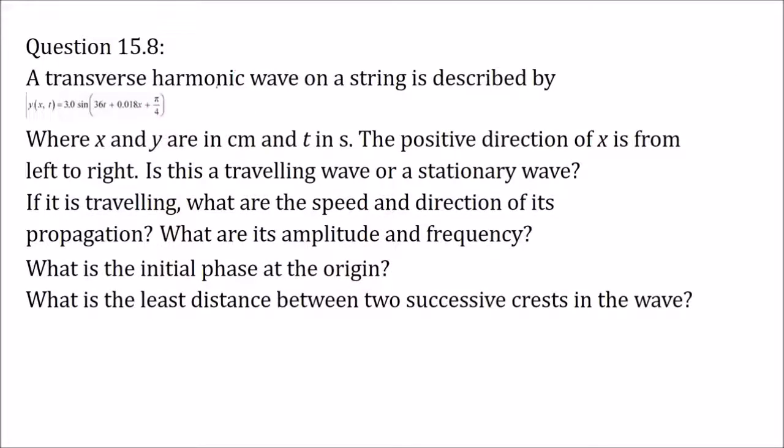A transverse harmonic wave on a string is described by this equation: y(x, t) is 3 sine (36t plus 0.018x plus pi by 4). Here x and y are in centimeter and time in second. The positive direction of x is from left to right. The question is: is this a traveling wave or a stationary wave? First of all, if it is traveling, what are the speed and direction of its propagation? What is the amplitude and frequency? What is the initial phase at the origin? And what is the least distance between two successive crests in the wave?